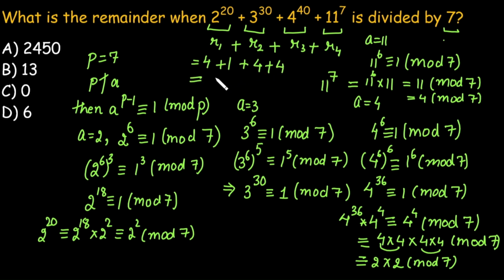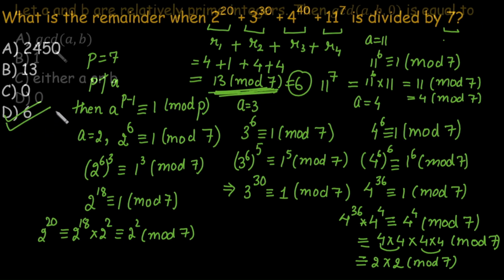That is equal to 13. Now again divide by 7. So when we again divide by 7, what we have is equal to 6. Hence option D is correct. So in this case, we have applied Fermat's Little Theorem multiple times, and separately we have calculated the remainders. After that, we have taken the summation of the remainders, again divided by 7, and the last remainder we get is 6.